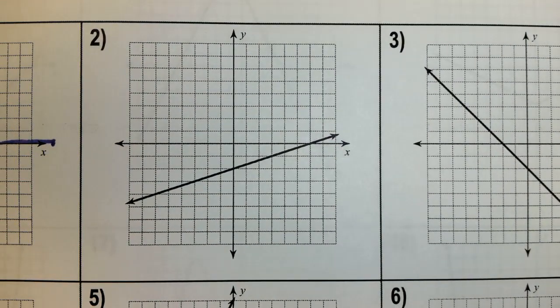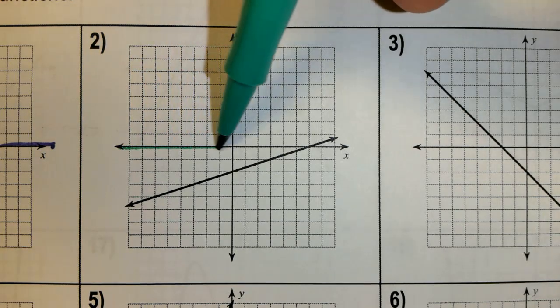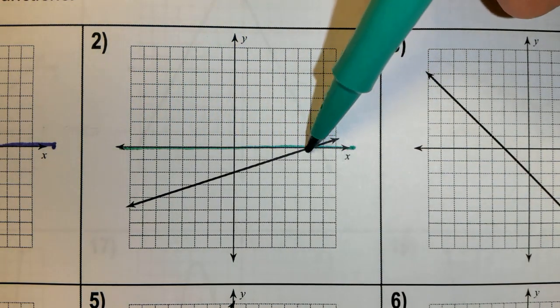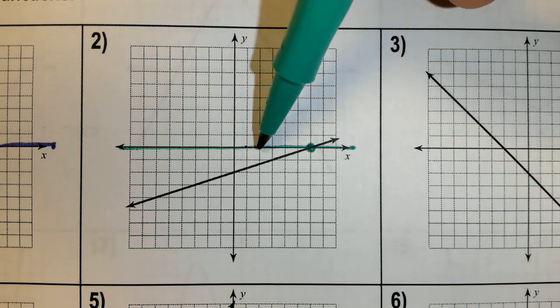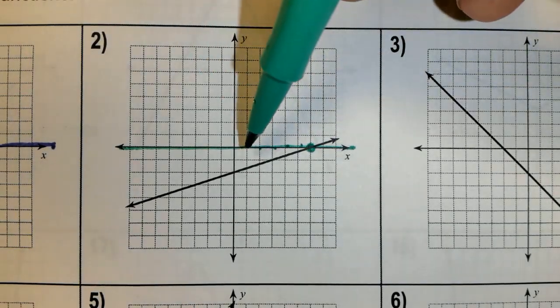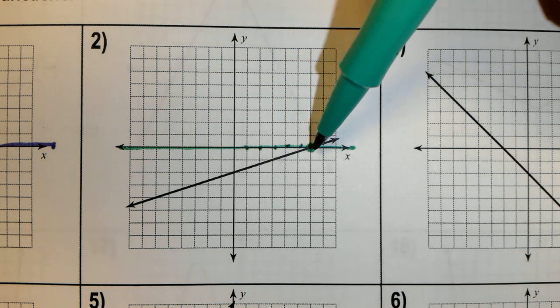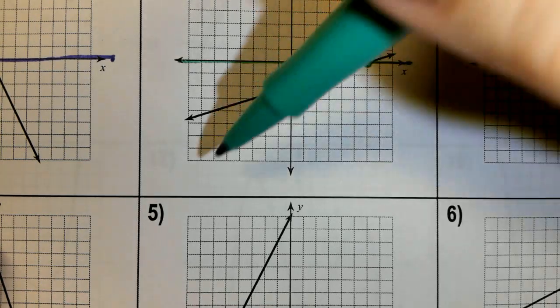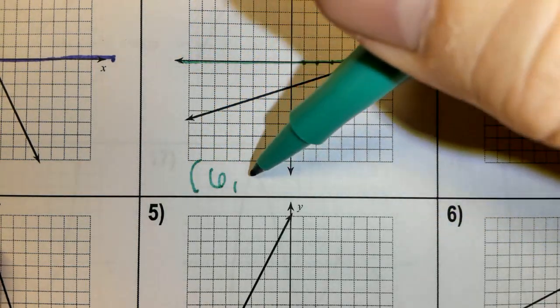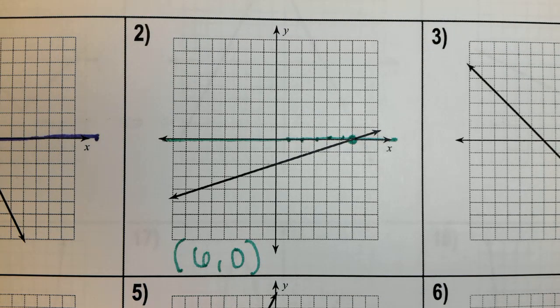Number 2. Okay, again, I just want to find where it's crossing this line right here, which is right there. So if we count, 1, 2, 3, 4, oh my gosh. Okay, the bell is too loud. 1, 2, 3, 4, 5, 6. So my x is 6 and my y is always 0. And that's it. I'm done.